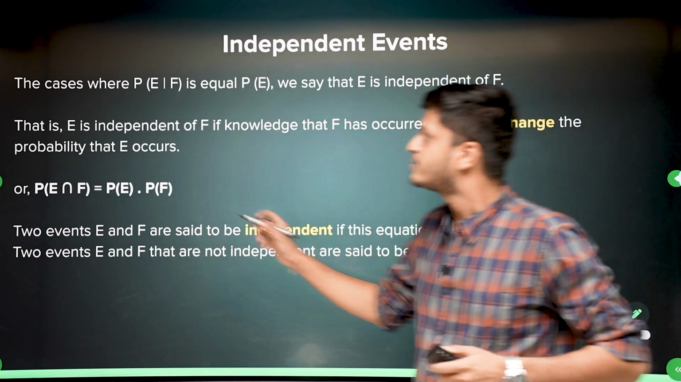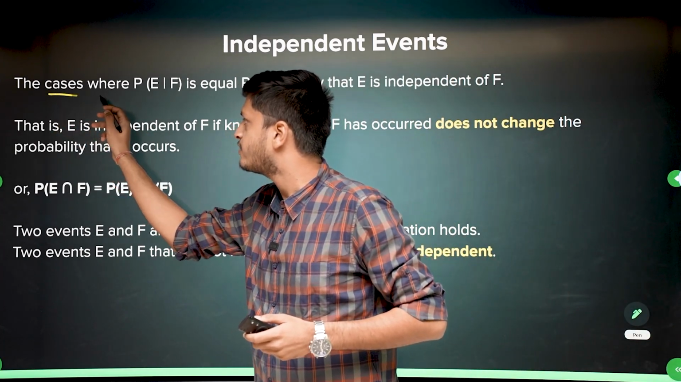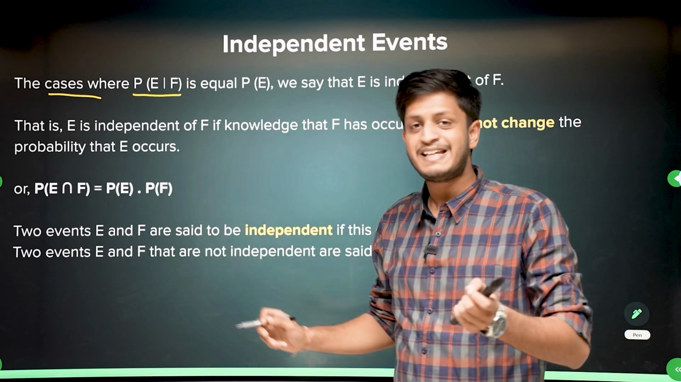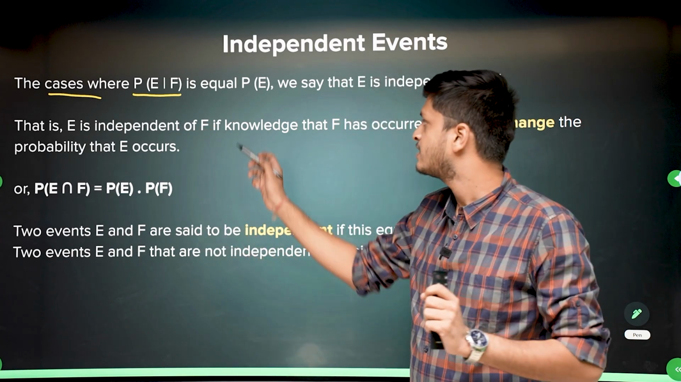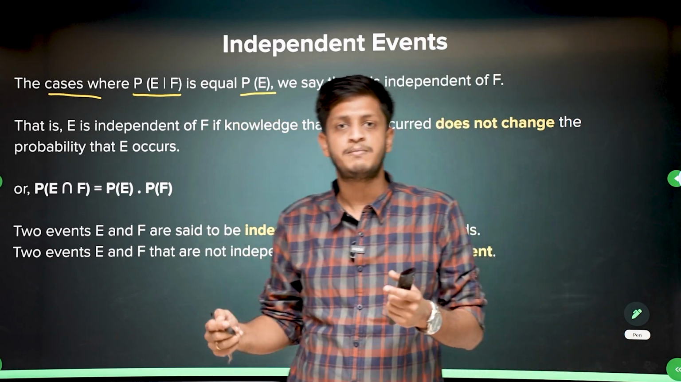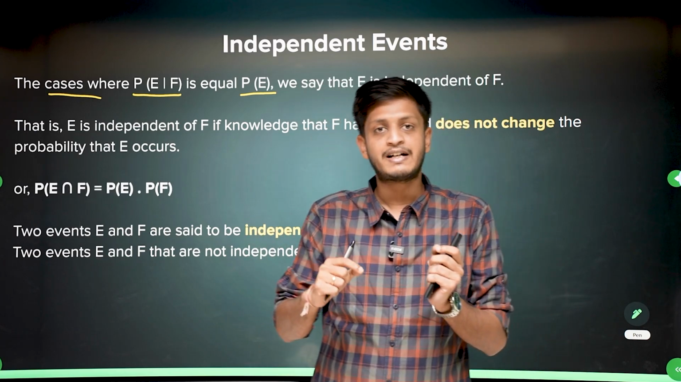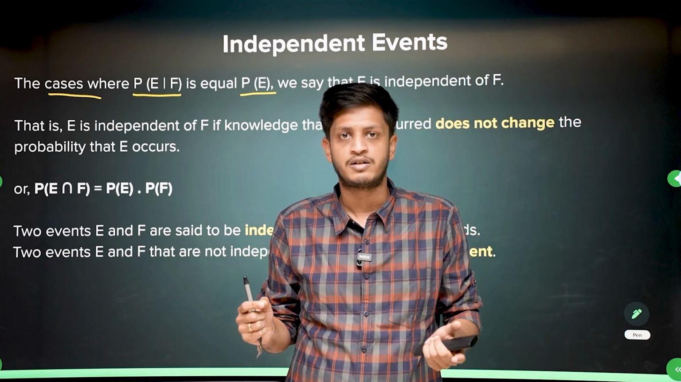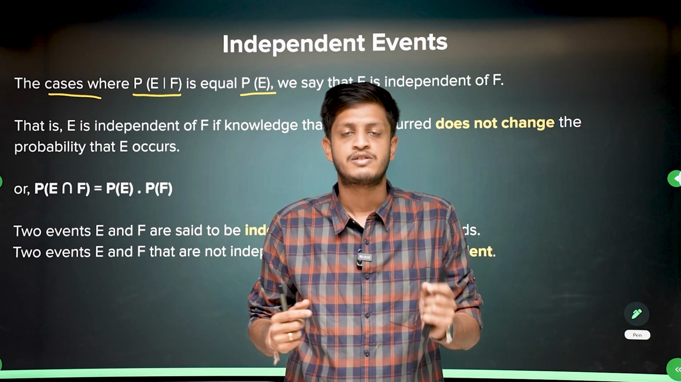So the case where the probability of E given F has already happened is equal to probability of E. What does it mean? It doesn't matter whether F has happened or not. The probability of E remains the same. So you have two events.